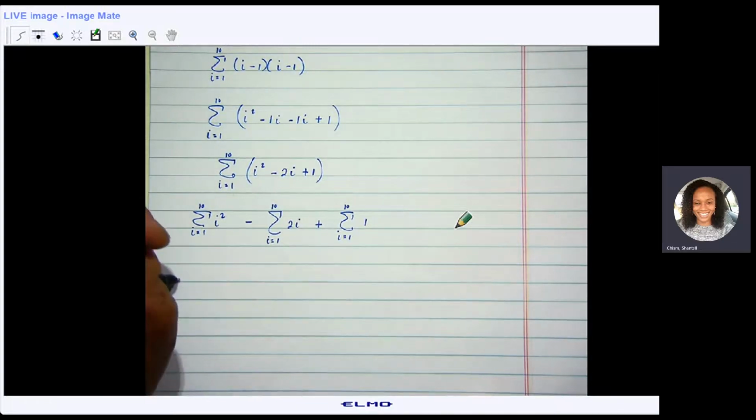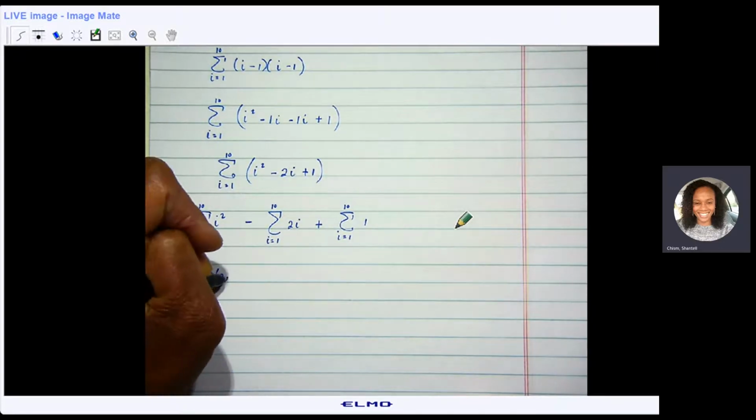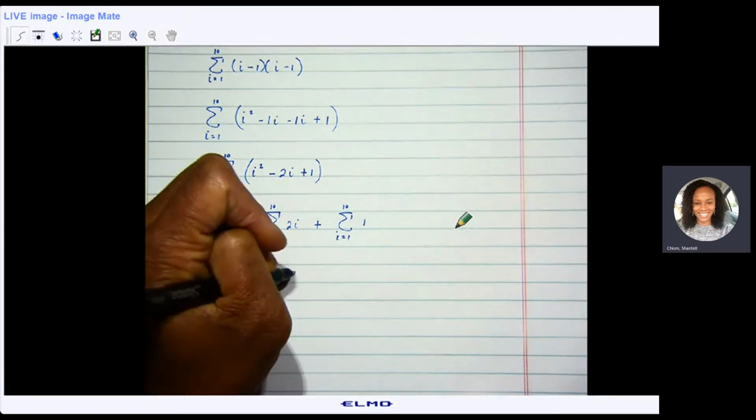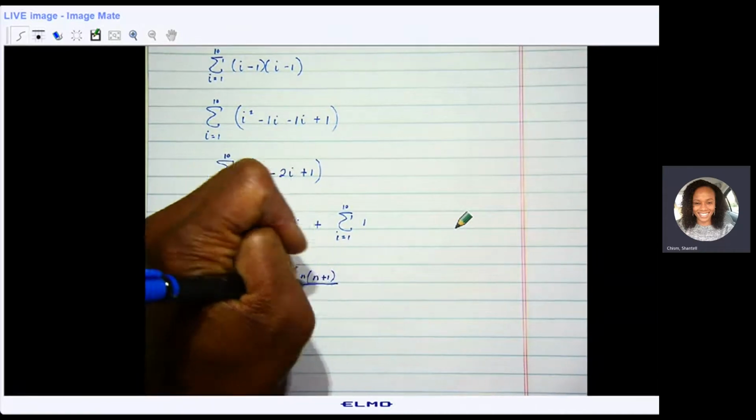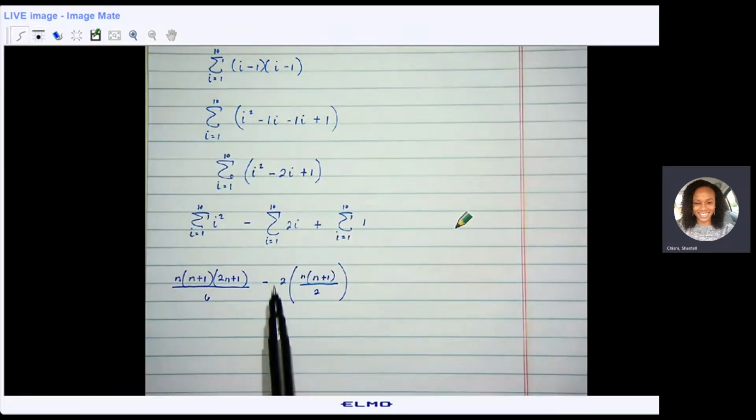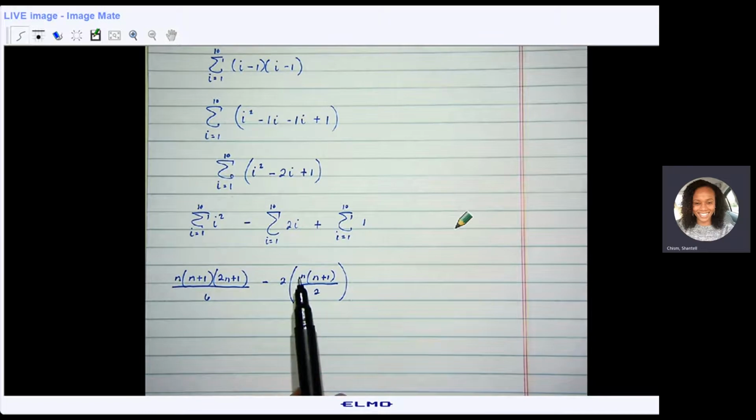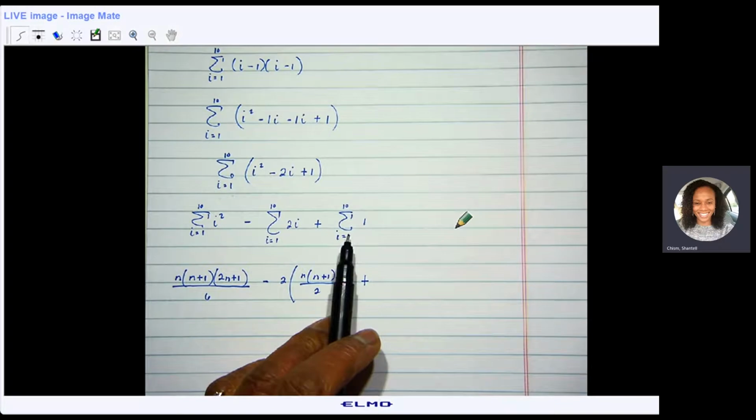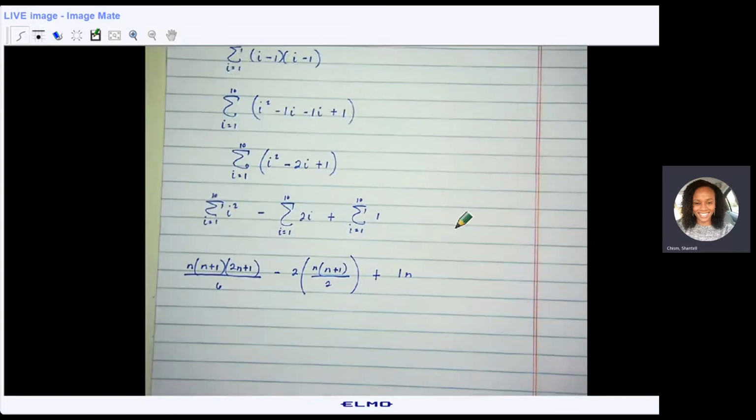Now for i squared, I've got n times n plus 1 times 2n plus 1 over 6. Okay, that's for the first summation. Then I've got minus 2 times n plus 1 over 2. So the constant multiple 2, and then the summation for i from the formula is n times n plus 1 over 2. And then plus the summation for a constant 1 is just 1 times n, that constant times n, all right?